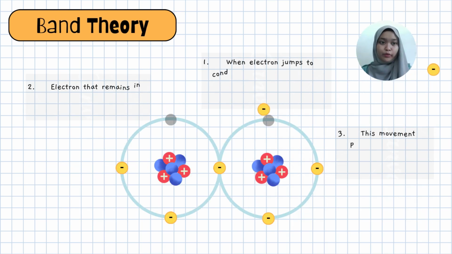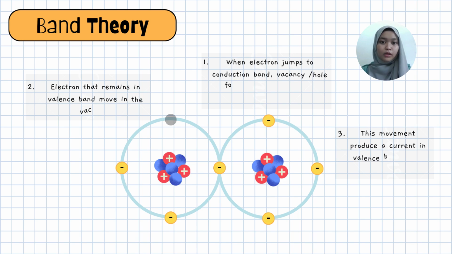So here is the way how Hall current is formed. When an electron jumps to the conduction band, a vacancy is formed when it receives energy. The electron that remains in the valence band will move into the vacancy. This movement produces a current in the valence band, which is what we call a Hall current.